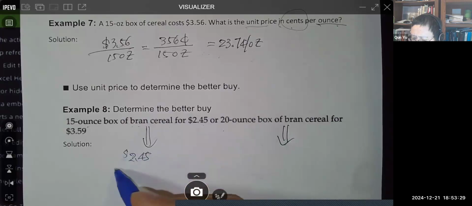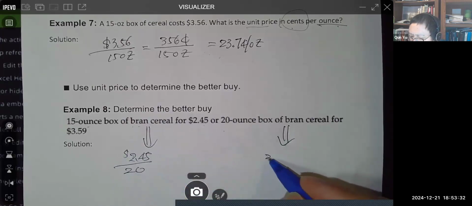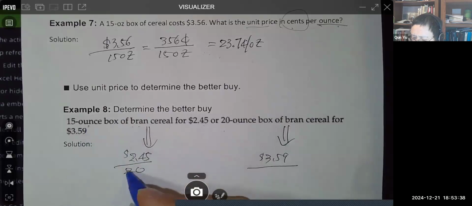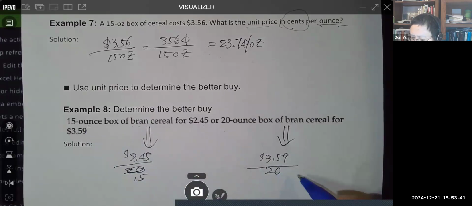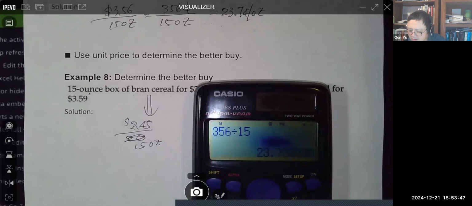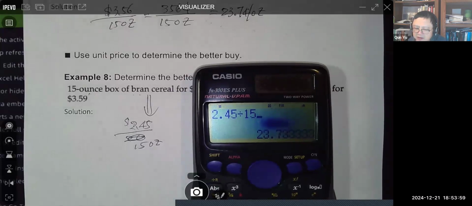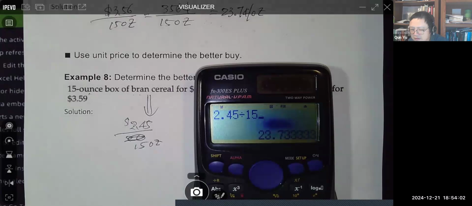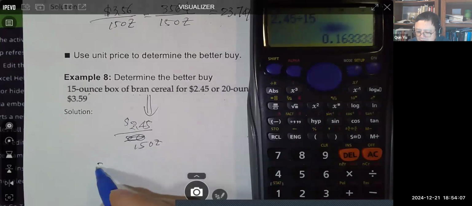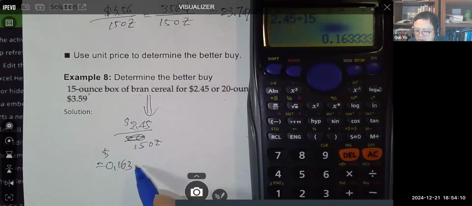$2.45 for 15 ounces. The other one is $3.59 for, oh, I was wrong, this is 15 and this is 20 ounces. Now we simply do division. Again, you don't have to convert to cents. So $2.45 divided by 15 ounces. Usually in the store it is cents per ounce because most of them are in cents. It's not expensive. If it's a huge dollar amount, you don't need to convert to cents. Just look at the dollar amount. 0.163. Let's take 3 decimal digits. 0.163 is the dollar per ounce.